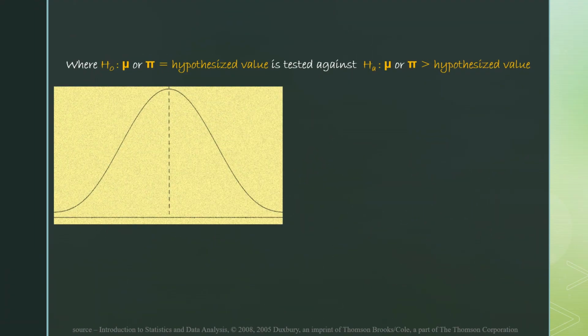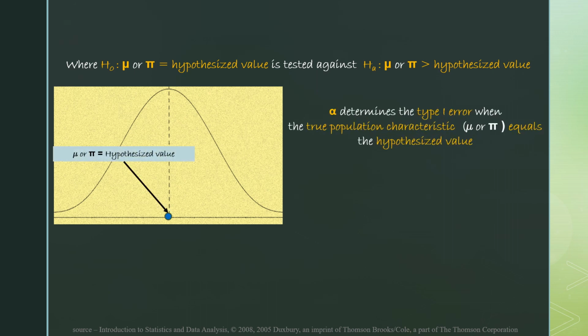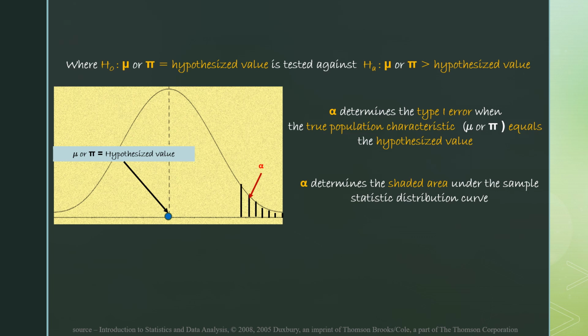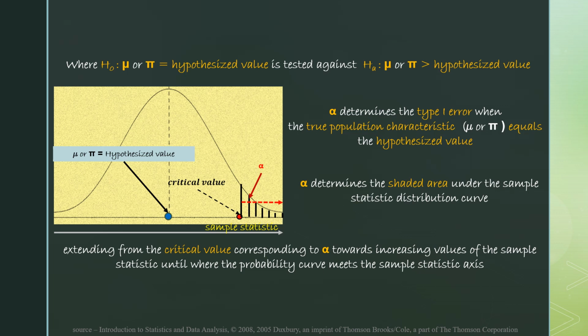Where H0, that is mu or pi equals hypothesized value, is tested against HA, that is mu or pi greater than hypothesized value, alpha determines the type 1 error when the true population characteristic mu or pi equals the hypothesized value. Alpha determines the shaded area under the sample statistic distribution curve, extending from the critical value corresponding to alpha towards the increasing values of the sample statistic until where the probability curve meets the sample statistic axis.